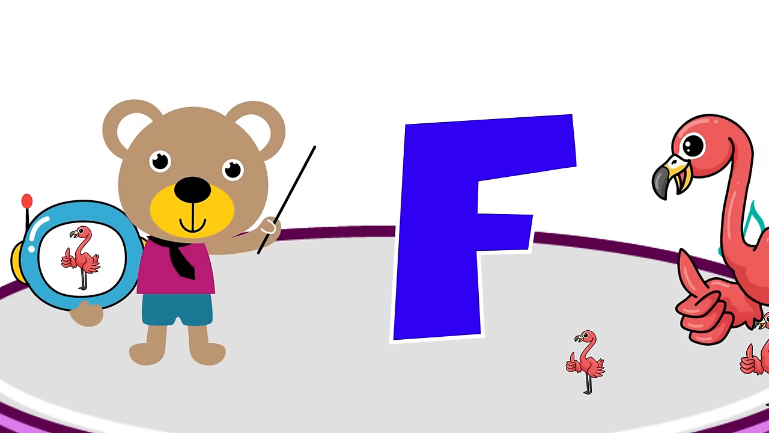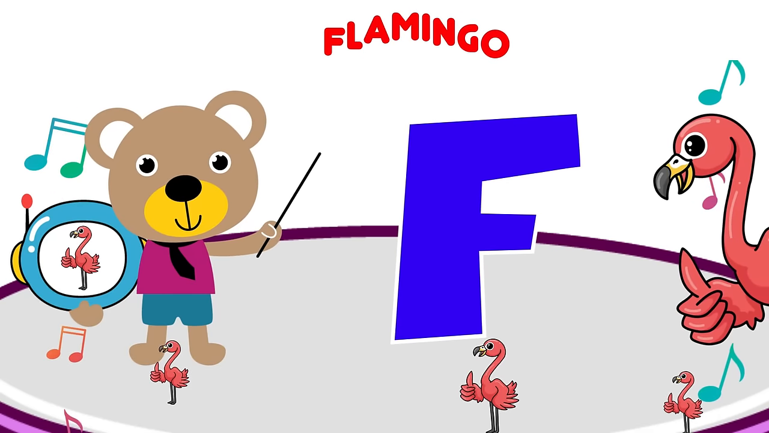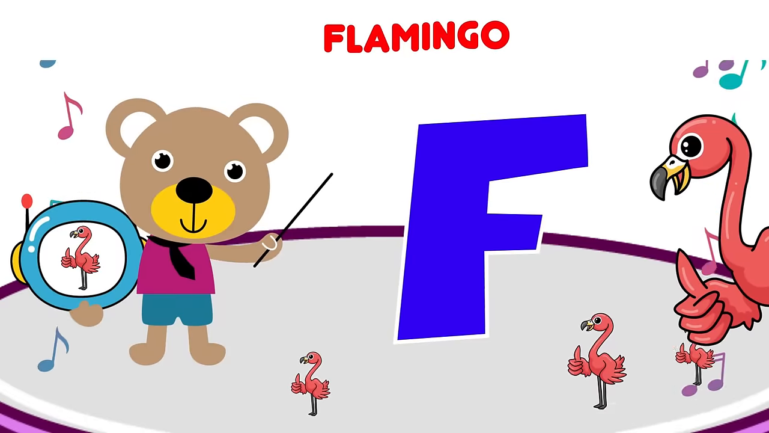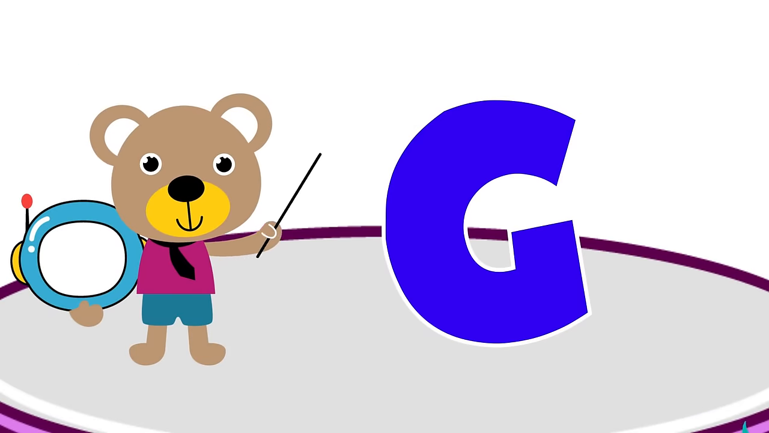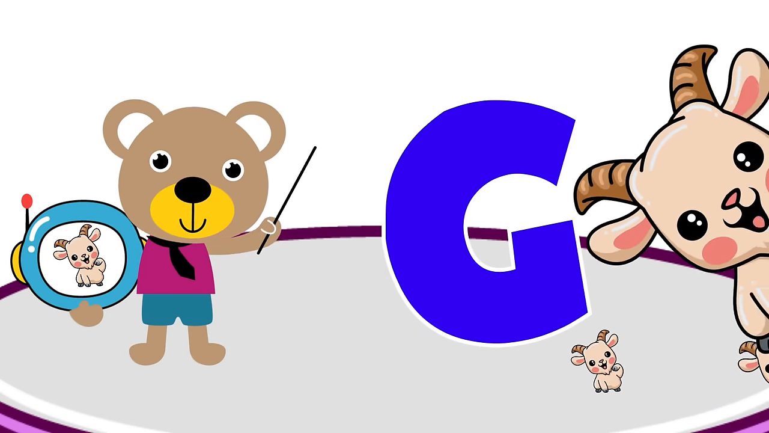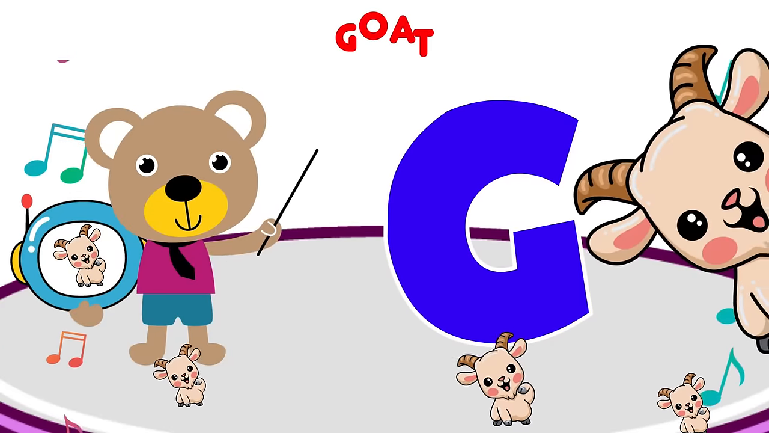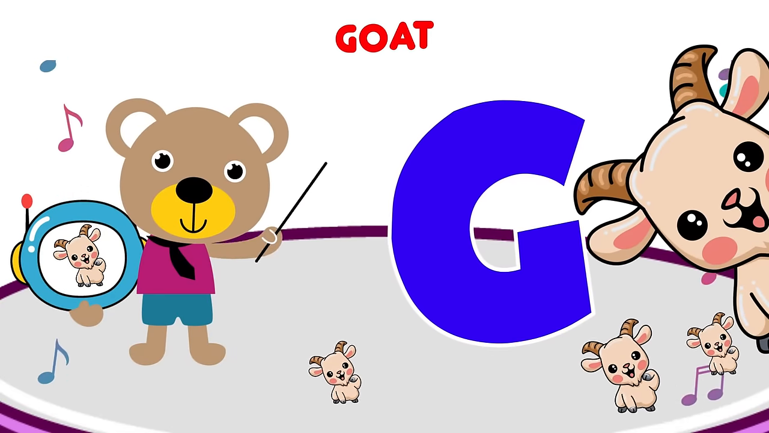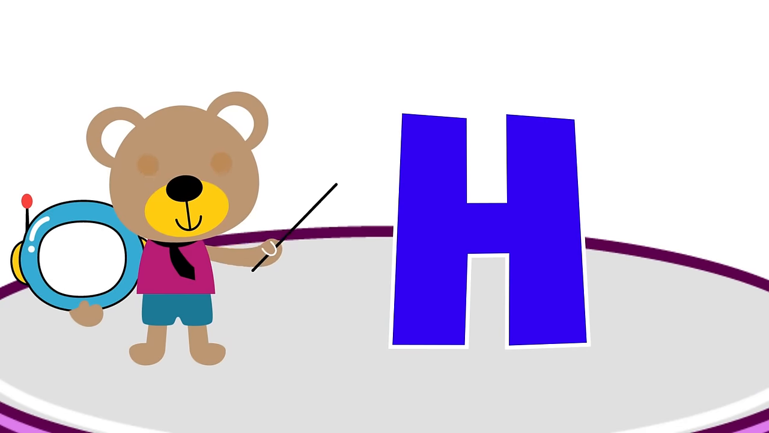F, f, flamingo. F, flamingo. G is for goat. G, g, goat. G, goat. H is for horse.